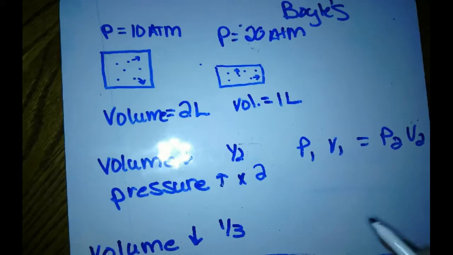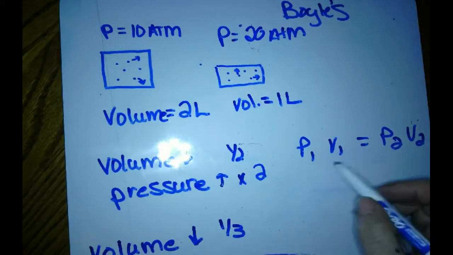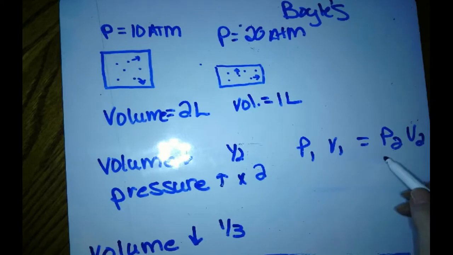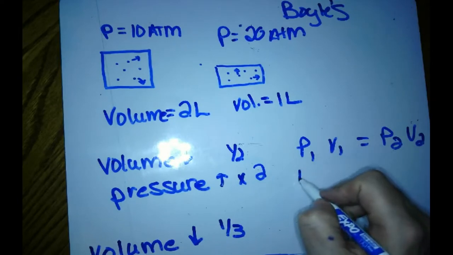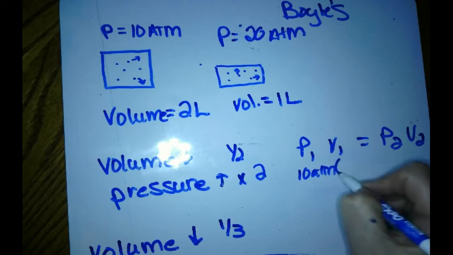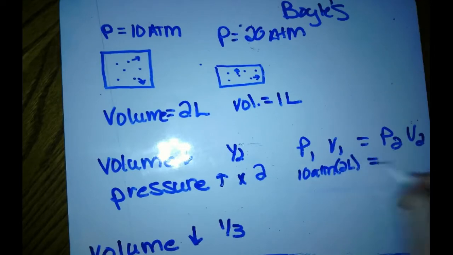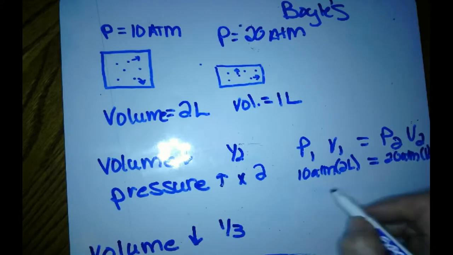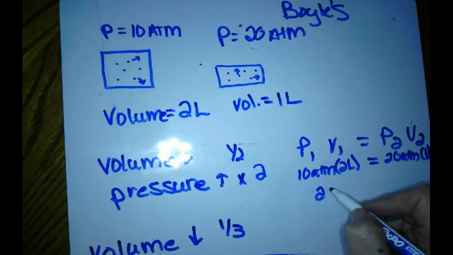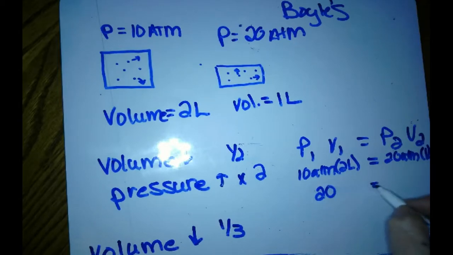Now that's really simple to do in your head, but we have a formula here. And if you notice, I put in my 10 atmospheres times my 2 liters is going to now equal 20 atmospheres times my 1 liter, and that is going to be 20 equals 20. So they are the same. My initial volume and pressure equal my second condition. Although my variables have changed, the product of them is the same.